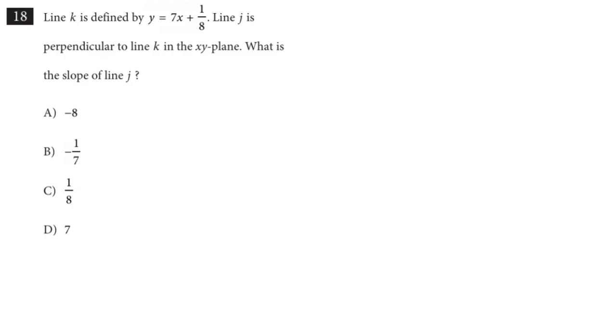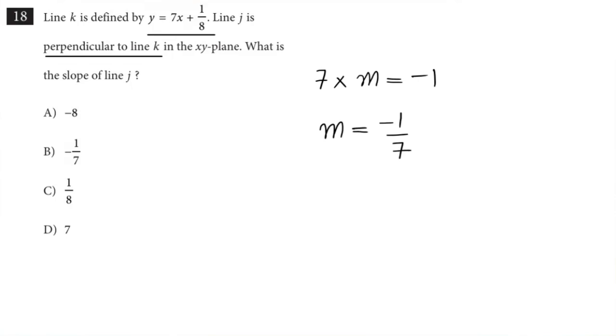Question 18. Line K is defined by y equals 7x plus 1/8. Line J is perpendicular to line K in the xy plane. What is the slope of line J? The slope of line K is 7. The slope of line J, let's say, is m. You know that the product of gradients is -1 when lines are perpendicular. So the gradient of line J will be negative 1 over 7. So B will be the correct answer.